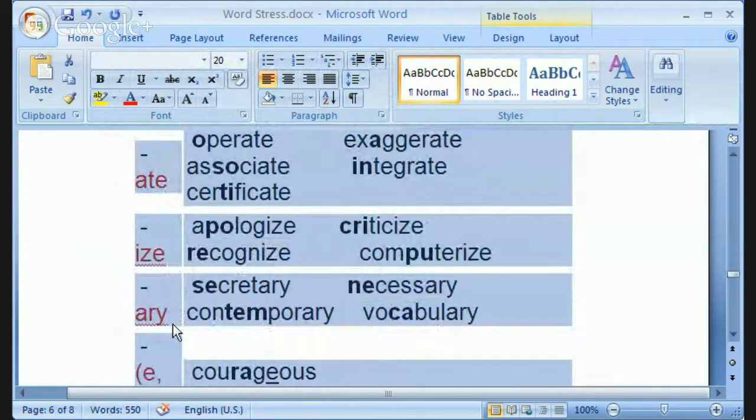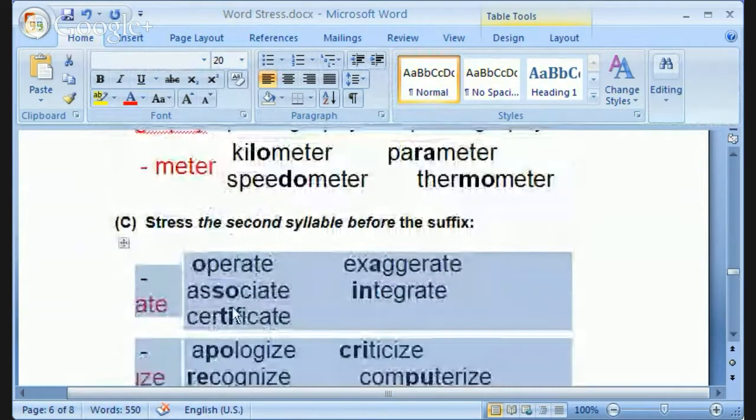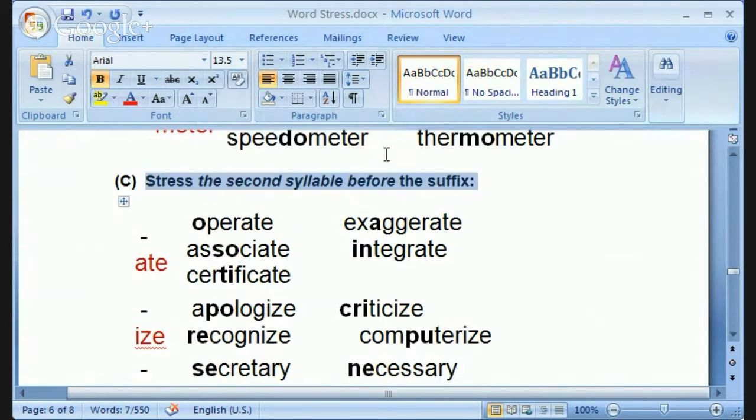Here is another group of suffixes, a much smaller group, thankfully: ATE, IZE, ARY, and the OUS group of suffixes. This does something very weird. It moves the stress to two syllables before the suffix. The first two are fairly easy to figure out.